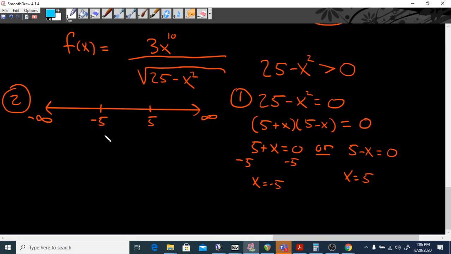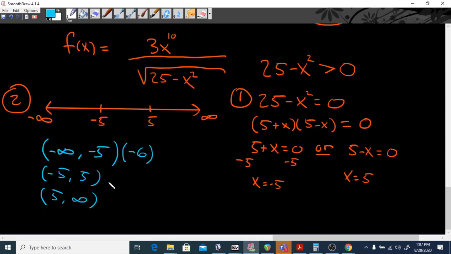Okay. So here we can see our intervals very easily. So negative infinity to negative 5. And again, this one does not have equality. So this is going to be parentheses everywhere. Negative 5 to 5. And then 5 to infinity. Okay. And we just want to pick numbers inside these intervals and test them out.